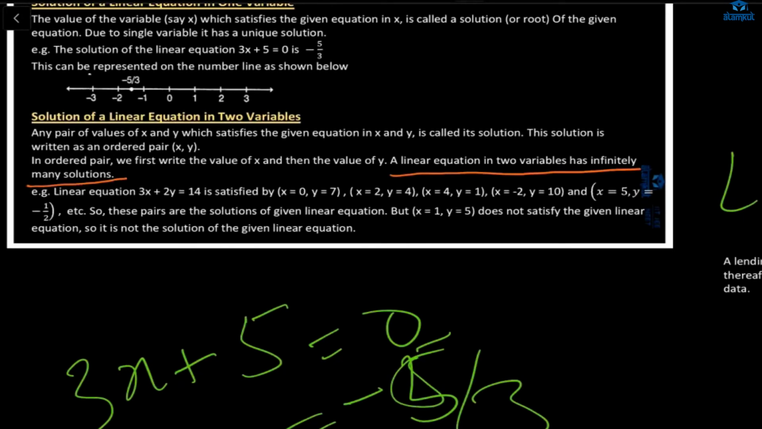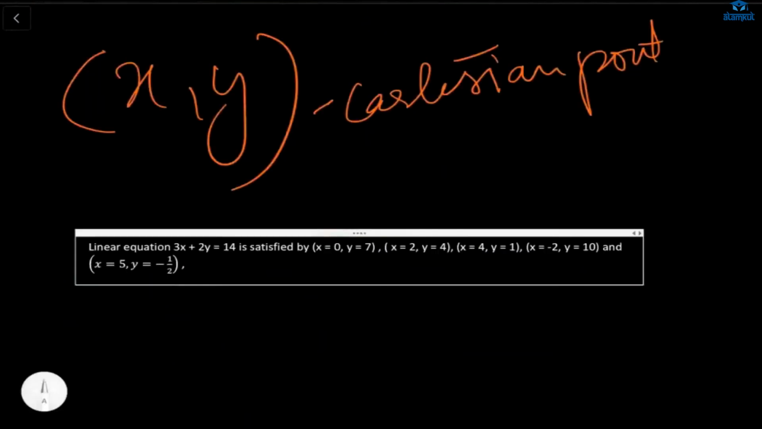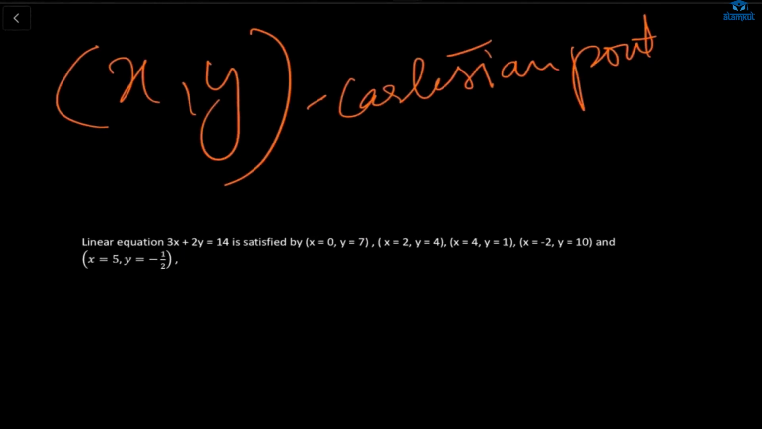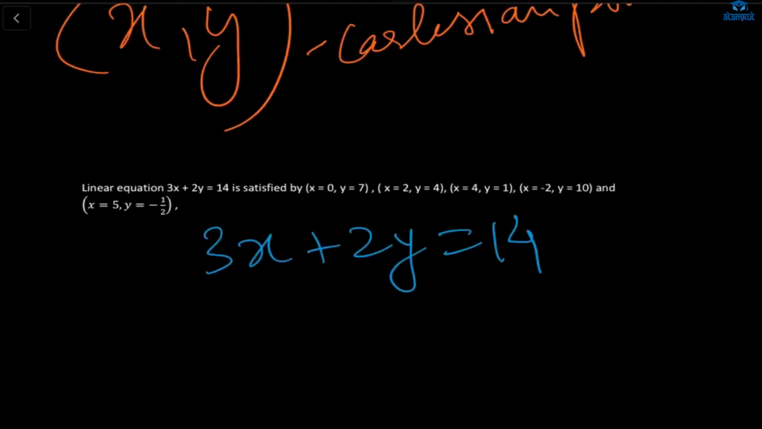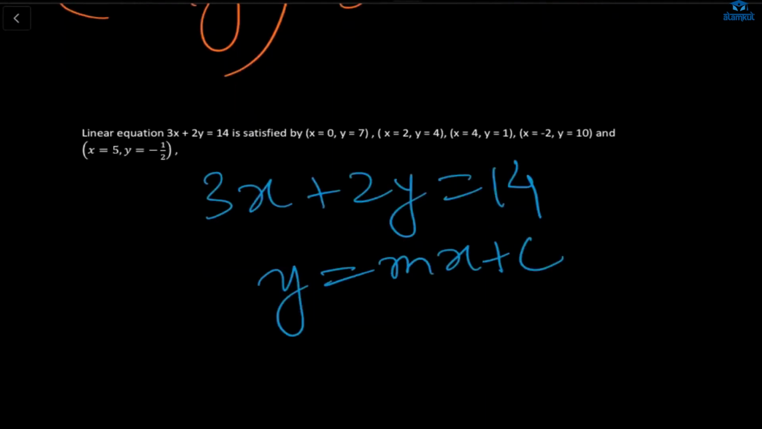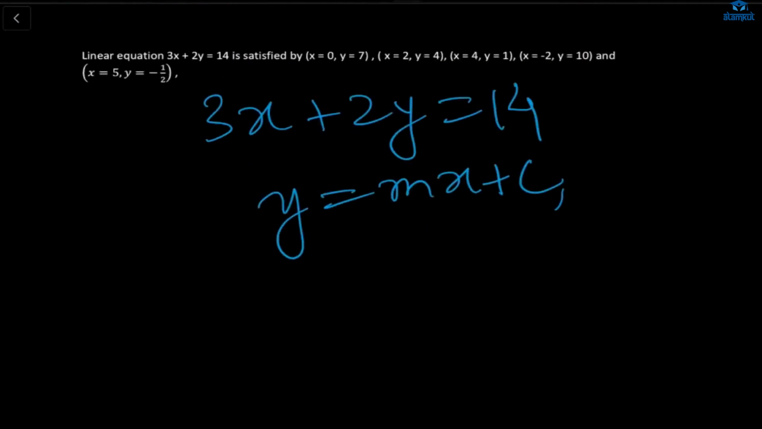Linear equation 3x plus 2y is equal to 14. Now you'll see here, linear equation 3x plus 2y is equal to 14 is satisfied by certain pairs. So first you write 3x plus 2y is equal to 14. Now you can change it into the format of y. Generally, when we need to plot a point or find the value, we make it y is equal to mx plus c in this format. So y will be equal to minus 3x minus 14 by 2.